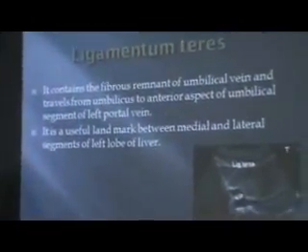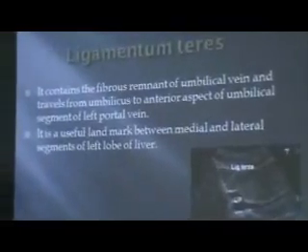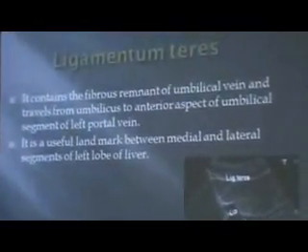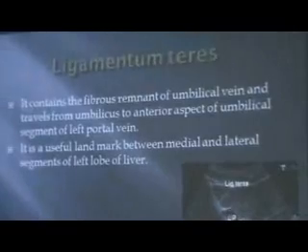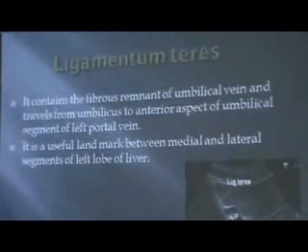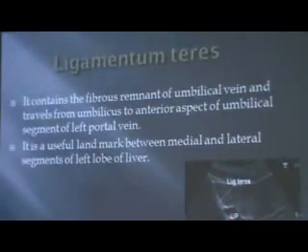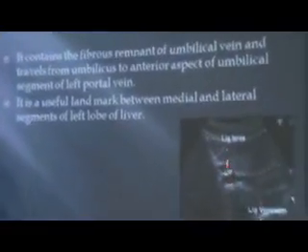The ligamentum teres contains the fibrous remnant of the umbilical vein and travels from the umbilicus to the anterior aspect of the umbilical segment of the portal vein. This is the left portal vein and its umbilical portion. From there, the ligamentum teres travels to the anterior abdominal wall at the level of the umbilicus.